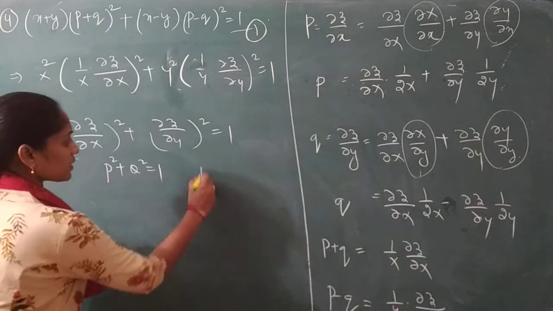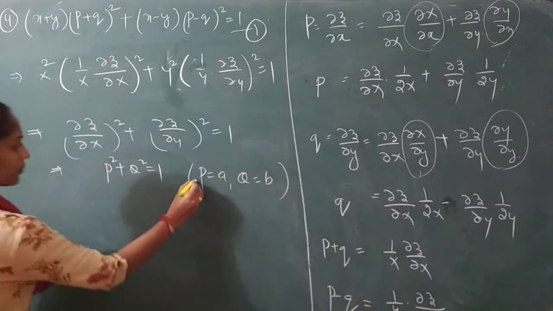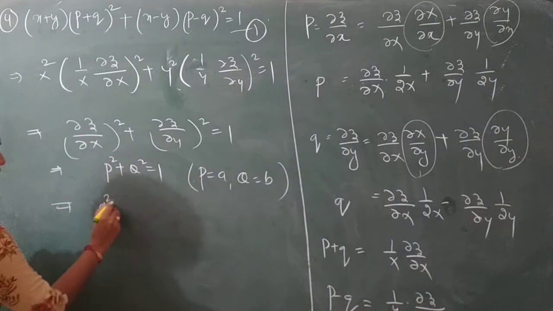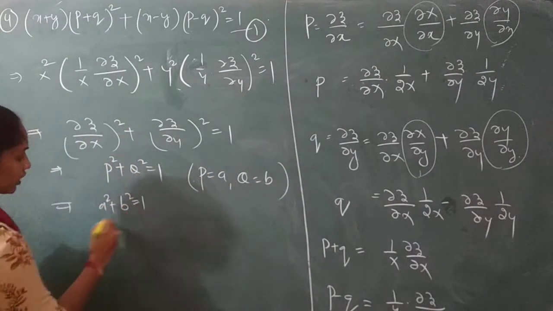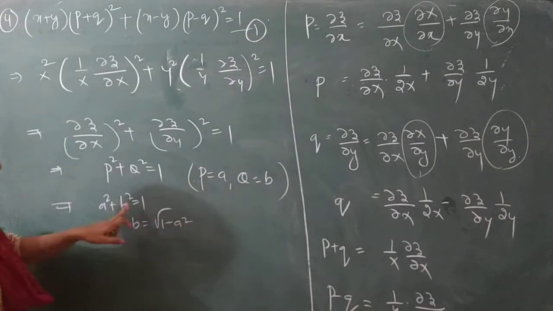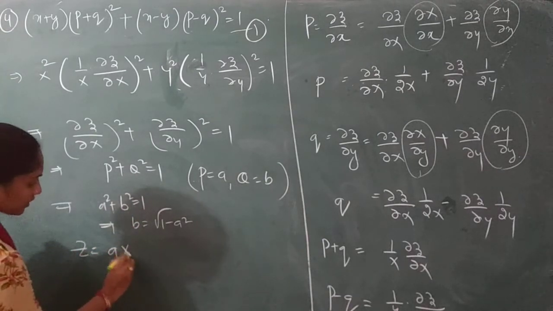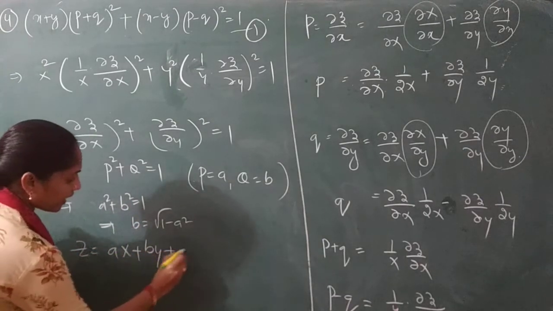Now you can substitute P equal to A and Q equal to B. So now what happens here? A square plus B square equal to 1. And what is the B value? Under root of 1 minus A square. Right, it is 1 minus A square under root. And what is the solution? Z equal to AX plus BY plus C.